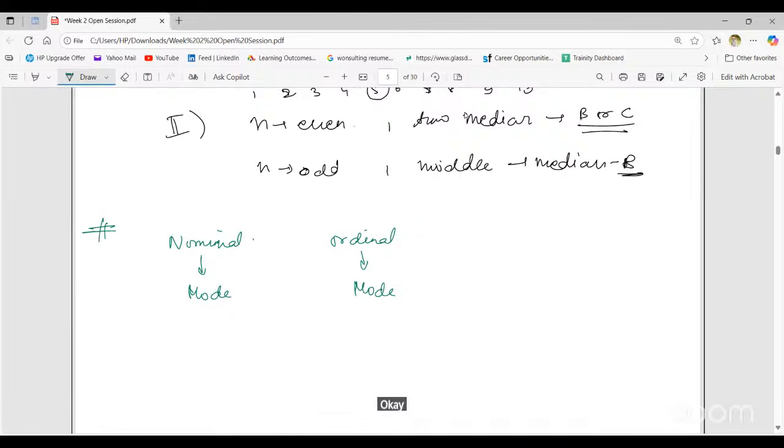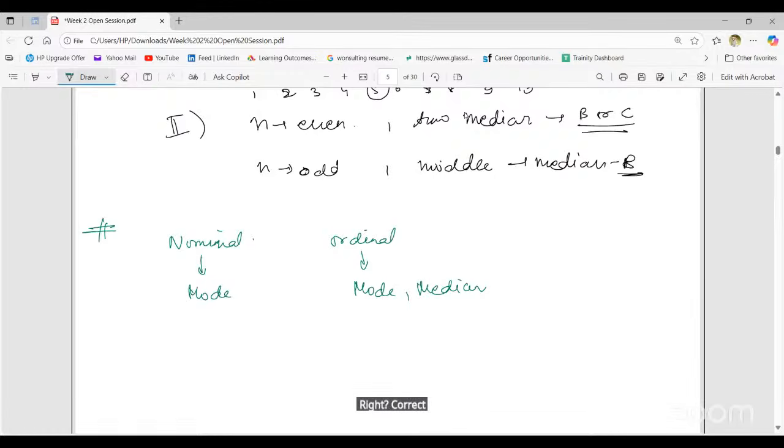Okay. Now, for which type of scale can I calculate the median? Ordinal. Only for ordinal. Why can't I calculate it for nominal? Because in the median, order matters. And in nominal, the order does not matter. So if we don't have the order, we can't sort it, so we can't calculate the median. Correct.